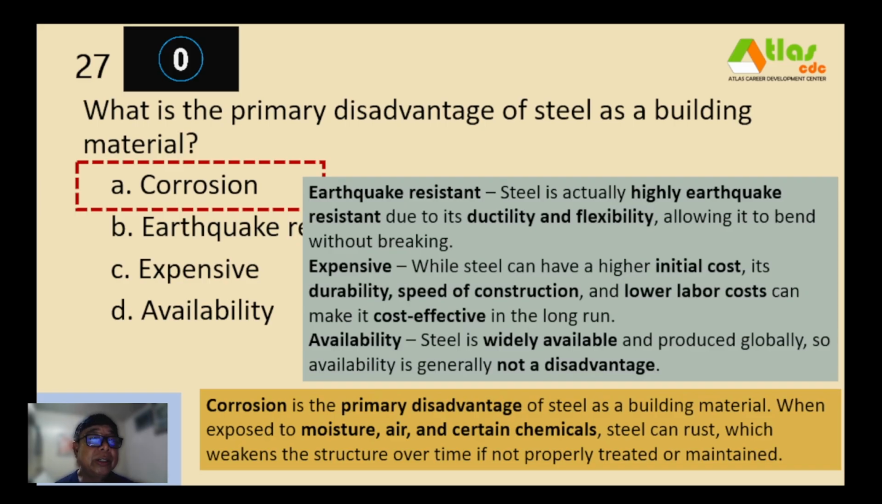The other choices: for earthquake resistant, steel is actually highly earthquake resistant due to its ductility and flexibility, allowing it to bend without breaking. So hindi yan disadvantage. Expensive. While steel can have a higher initial cost, its durability, speed of construction, and lower labor costs can make it cost-effective in the long run. And the other choice, availability. Steel is actually widely available and produced globally, so availability is generally not a disadvantage.